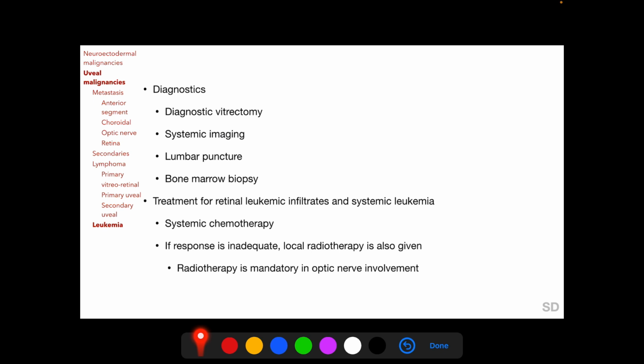Diagnostic procedures which may be required in a patient suspected of having ocular involvement with leukemia include diagnostic vitrectomy, systemic imaging, lumbar puncture, and bone marrow biopsy. Both the retinal leukemic infiltrates and systemic leukemia are treated with systemic chemotherapy. But if the ocular response to systemic chemotherapy is inadequate, local radiotherapy is also administered. And as we have mentioned, radiotherapy is mandatory in optic nerve involvement with leukemia.